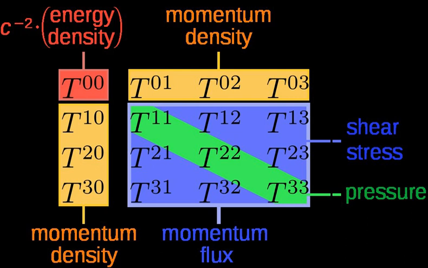Topic: Belinfante-Rosenfeld stress-energy tensor. In the presence of spin or other intrinsic angular momentum, the canonical Noether stress-energy tensor fails to be symmetric. The Belinfante-Rosenfeld stress-energy tensor is constructed from the canonical stress-energy tensor and the spin current in such a way as to be symmetric and still conserved. In general relativity, this modified tensor agrees with the Hilbert stress-energy tensor.